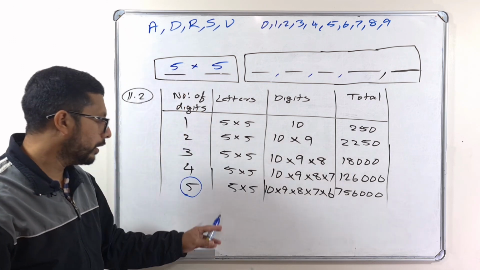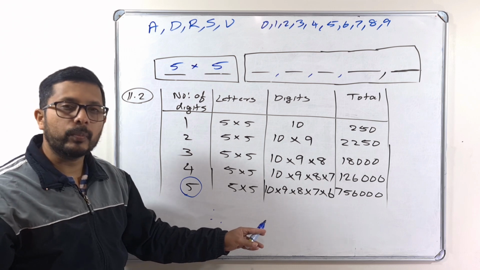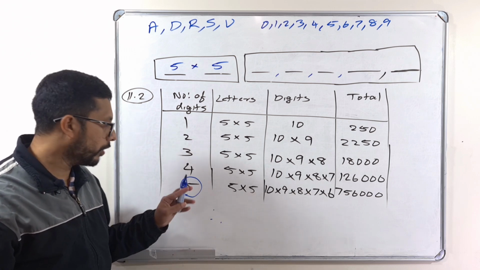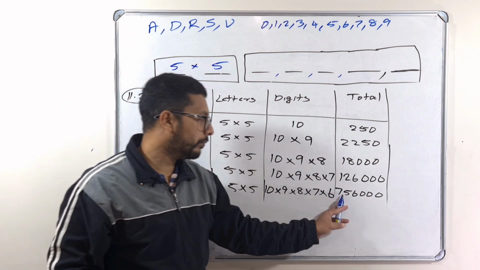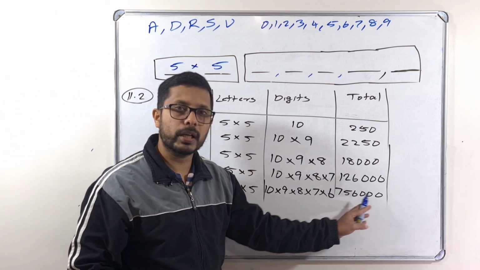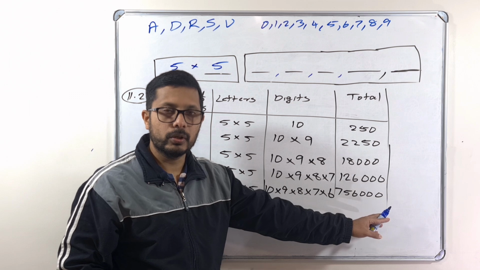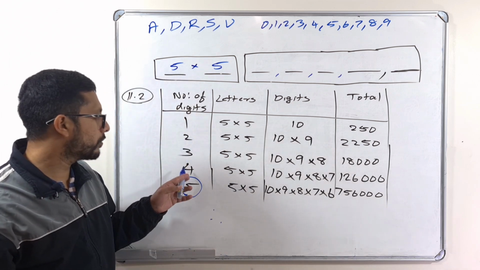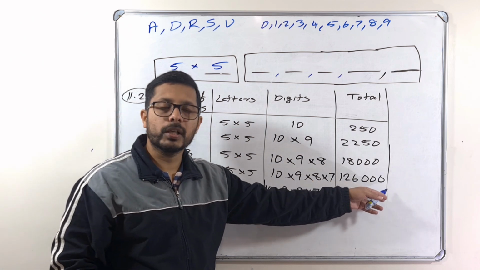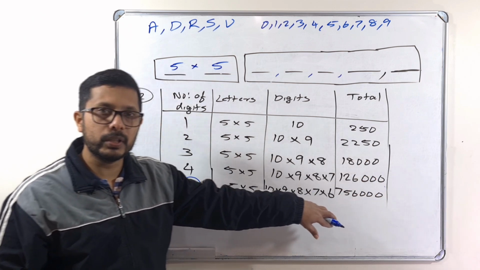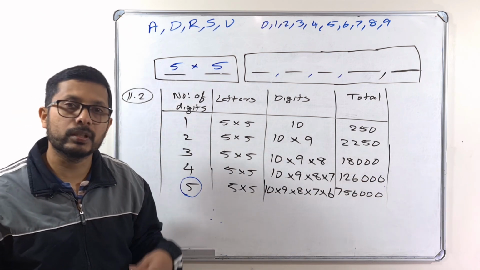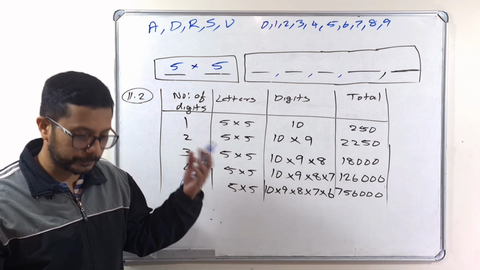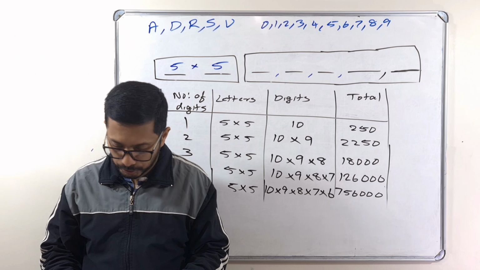So you have to write: therefore, the minimum number of digits that must be used is 5. When you are using 5 digits, we can make 756,000 codes. If it is 4, we can make only 126,000, but with 5 digits, we can make more than 700,000 codes. So that is question number 11.2.